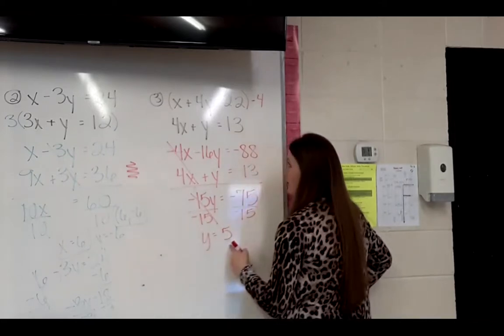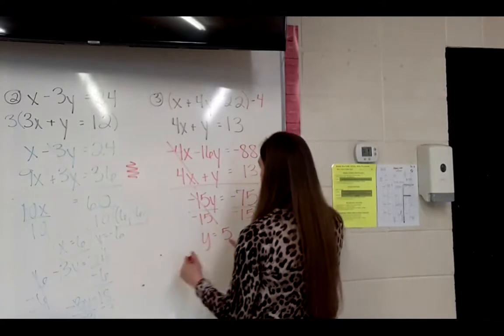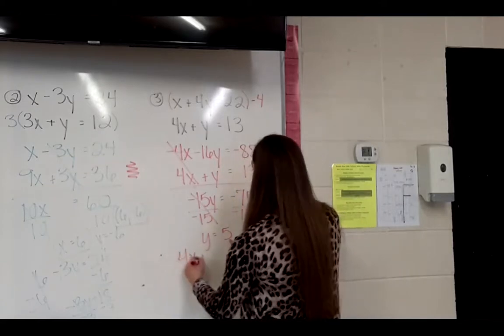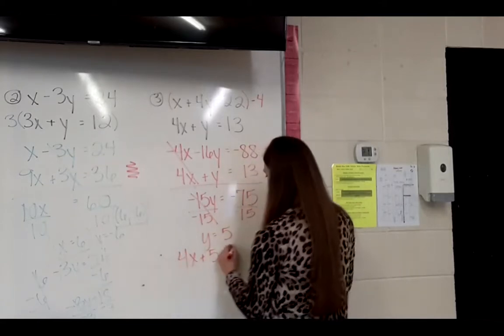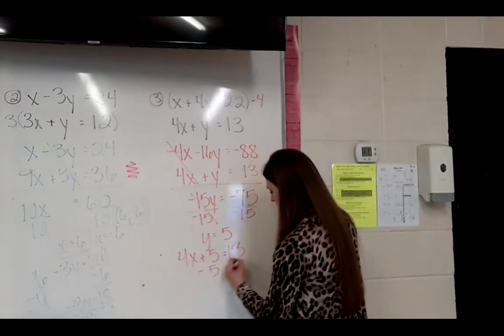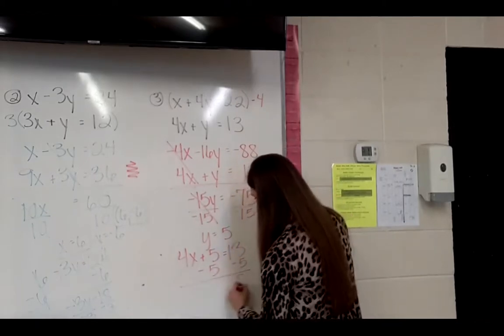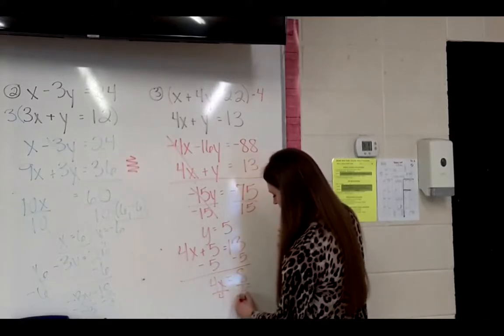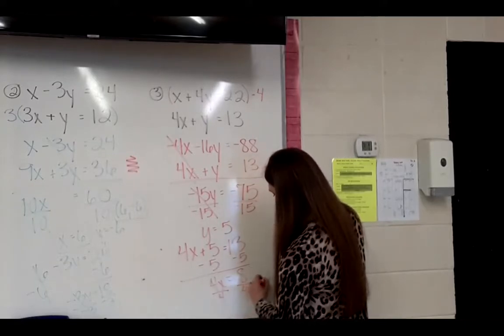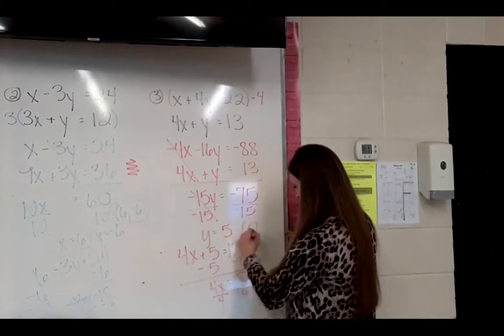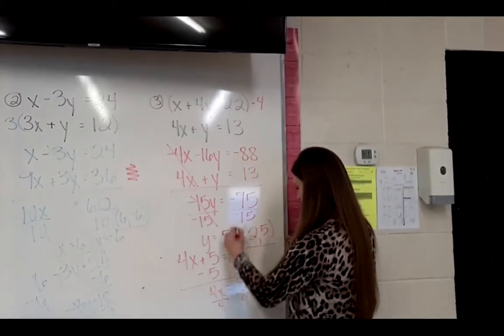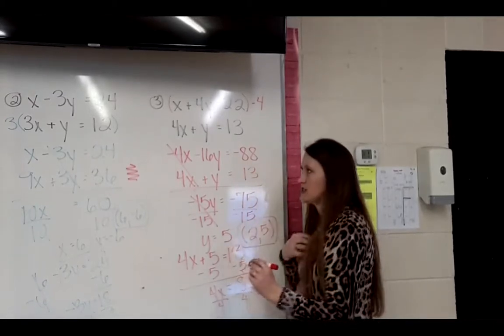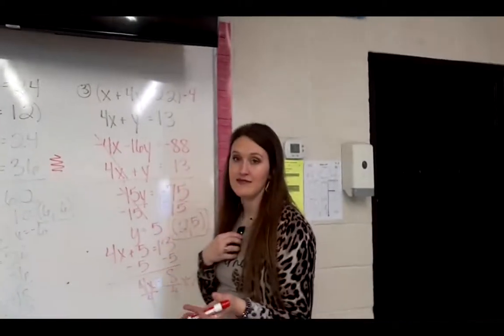Now I take that and plug it back into one of the equations. So 4x plus 5 equals 13. Subtract 5. And last step, divide by 4. 8 divided by 4 is 2. So my solution on this one is the point 2, 5. Okay, now let's look at example 3.